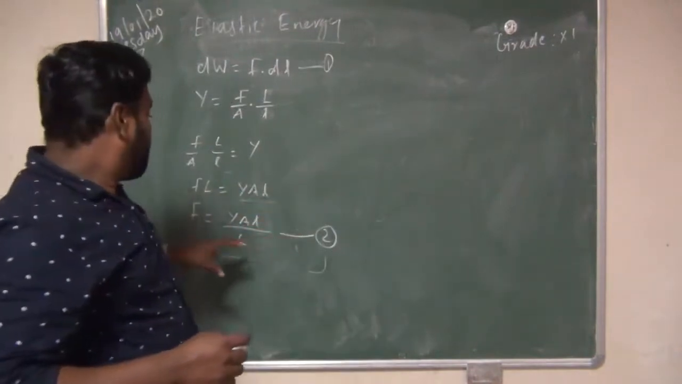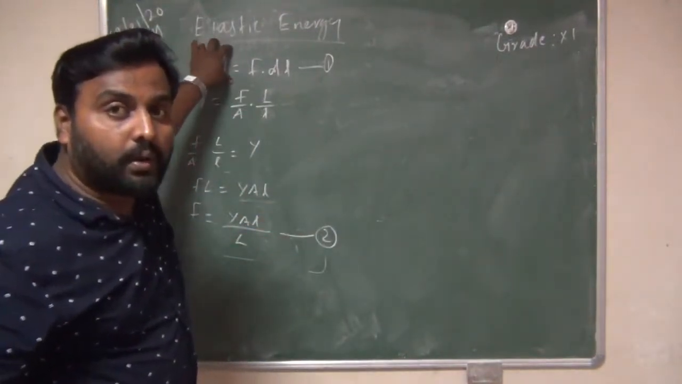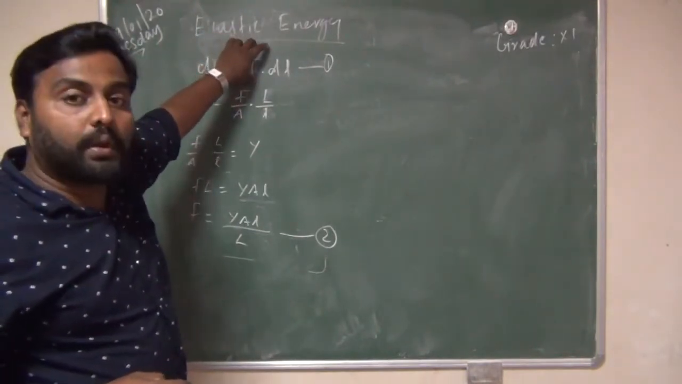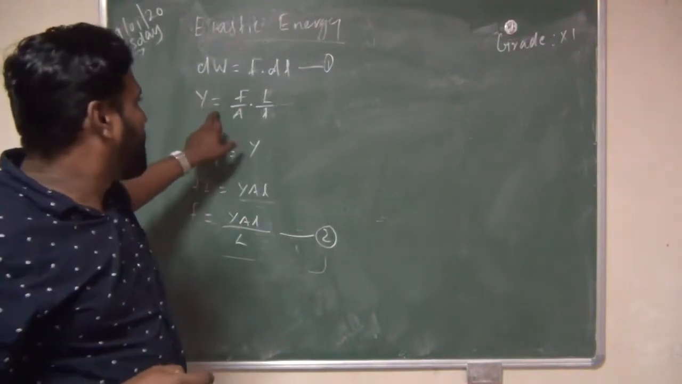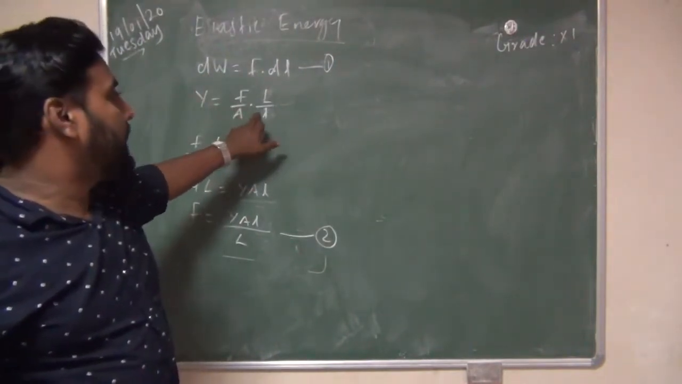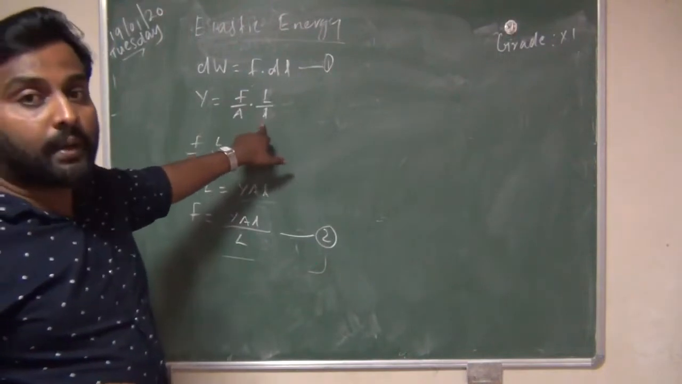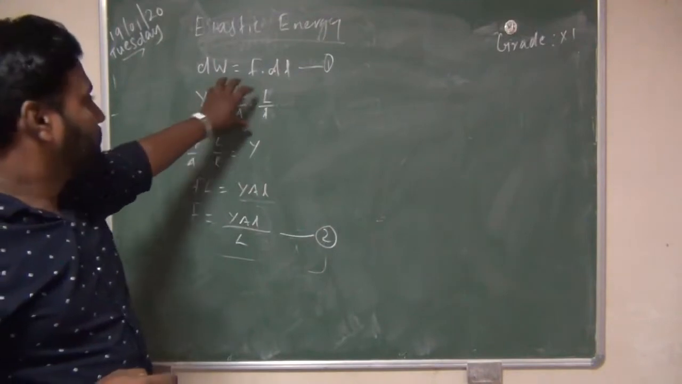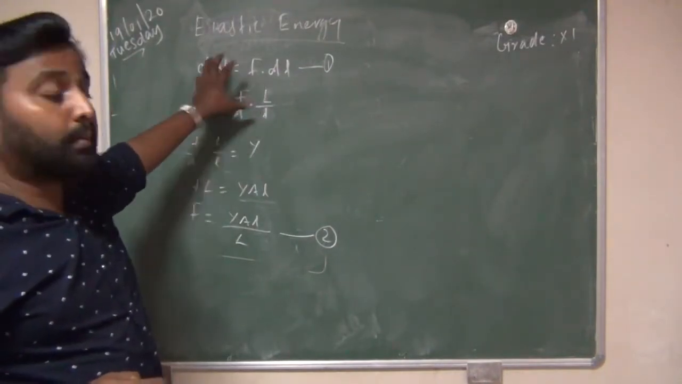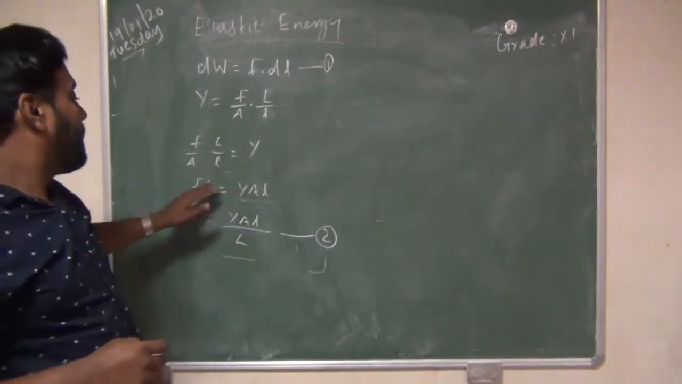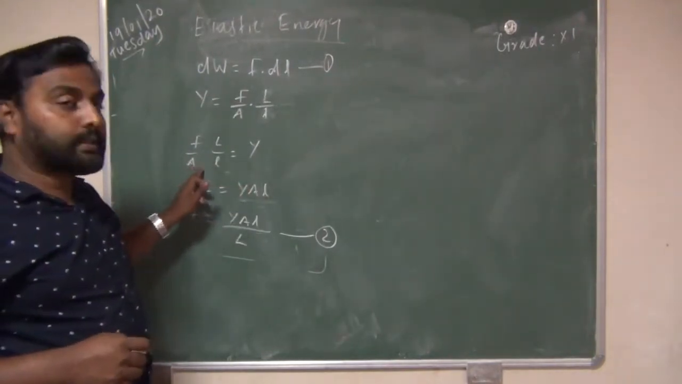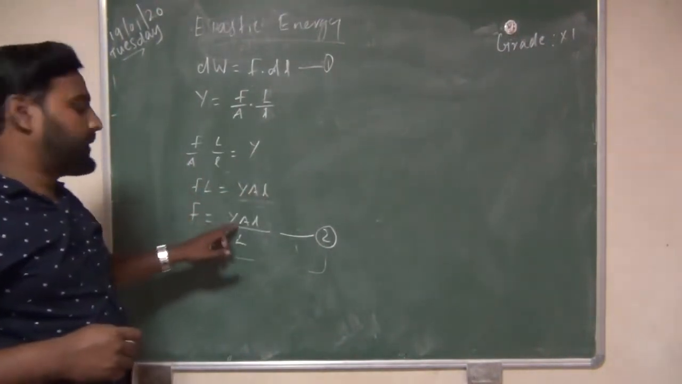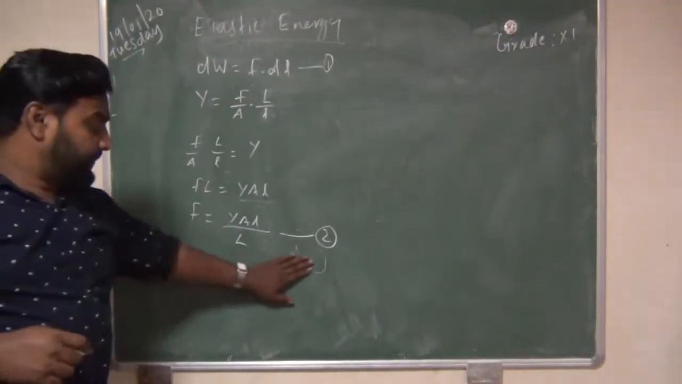Now what we have to do is find out the work done dW, and here we have found the F from this Young's modulus formula. Y is equal to F by capital A into capital L by small l, and from that we have found this F. So for that I have taken this F by A, L by l to this side and Y to the other side. Now F is equal to what? A and l are taken upside, so Y A l. So F is equal to Y A l divided by capital L.